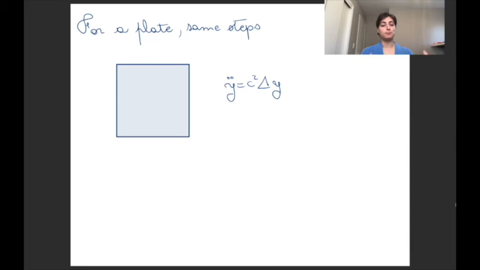In a plate, in a two-dimensional plate, we're going to go through the same steps. So the result is going to be a second derivative with respect to time of y is equal to c squared times the delta y, so the sum of all the second derivatives of y.